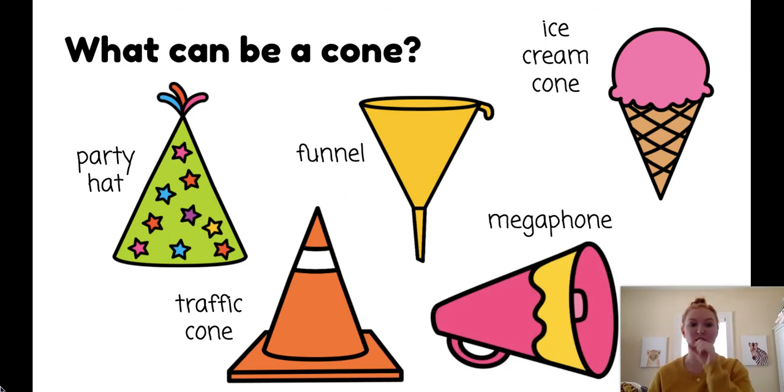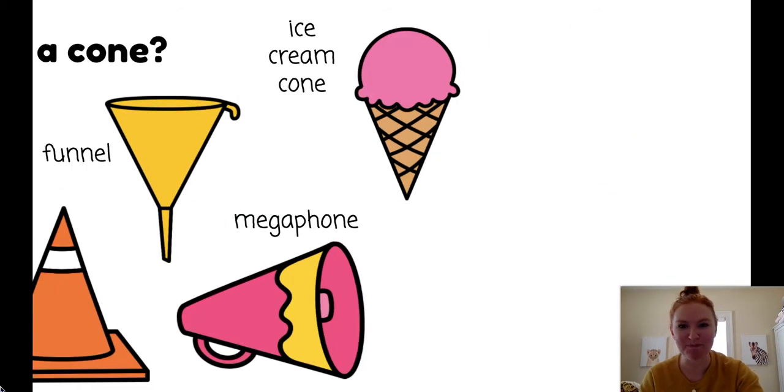And a megaphone can be a cone. A megaphone is something that you might use when you need to get someone's attention, right? Coach might use this when he's outside. So it starts at a little point, right? And then it goes out into a big circle. That's another cone.